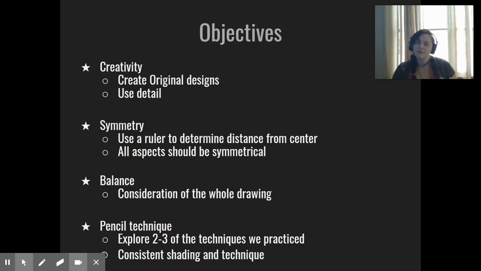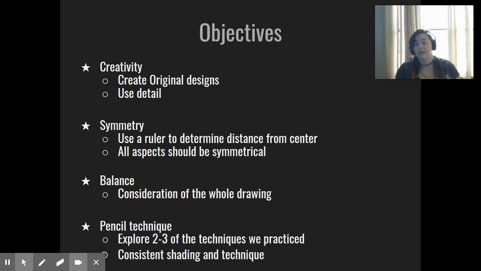Next, we're going to focus on balance. Again, that consideration of the whole image, an important artistic skill. And finally, any project we do always brings in previously learned skills, taking old elements and adding new elements of art. So we've already explored value and texture. Now we're exploring space and shape.